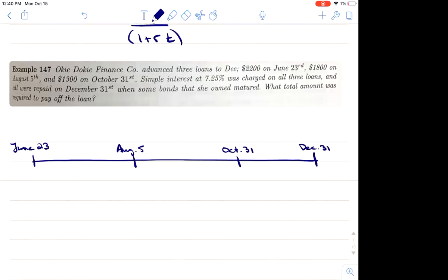So on June 23rd, she borrowed $2,200. And then on August 5th, she borrowed $1,800. On October 31st, she borrowed $1,300. And then they're all paid off on December 31st.